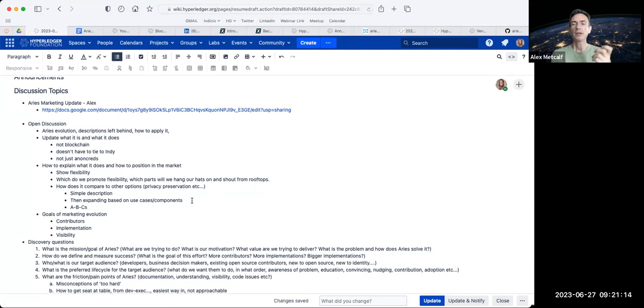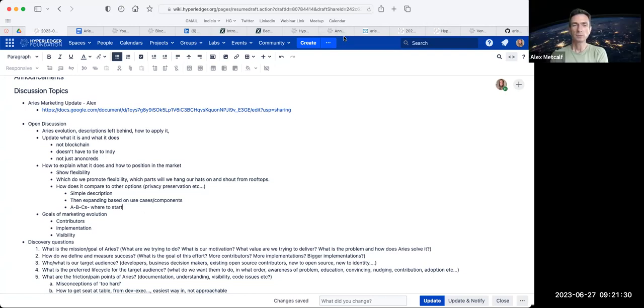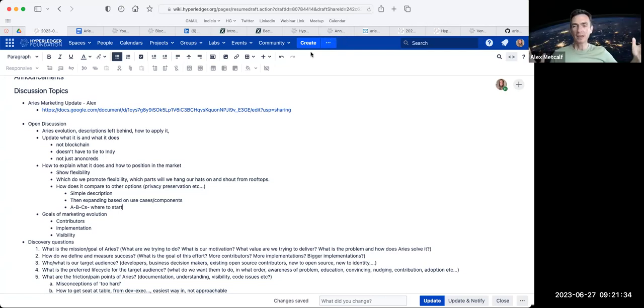The one glimmer here, I know that Hyperledger is looking at a site refresh. I think as part of that refresh, they're looking at highlighting resources based on audience type on the landing page of the project, which I think is great. But that's a small piece of this puzzle, which is, what is this behemoth of amazing tech and how can it be relevant to current conversations, especially?